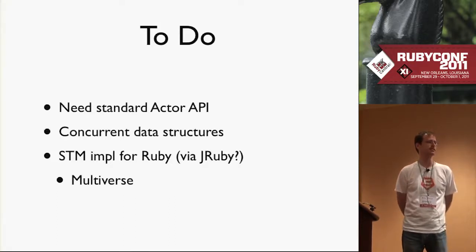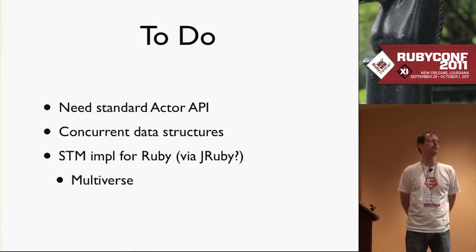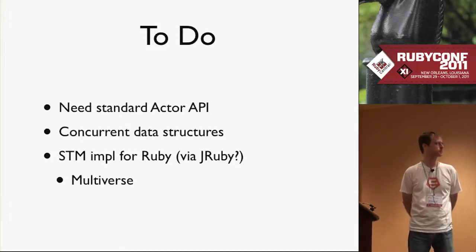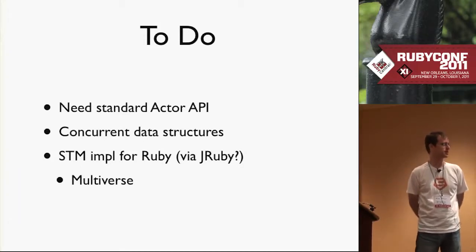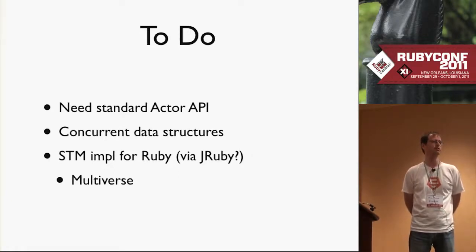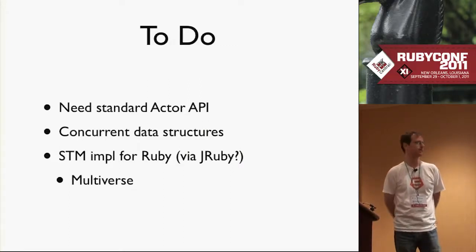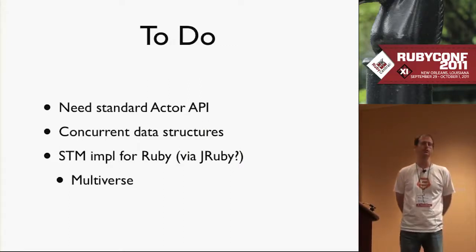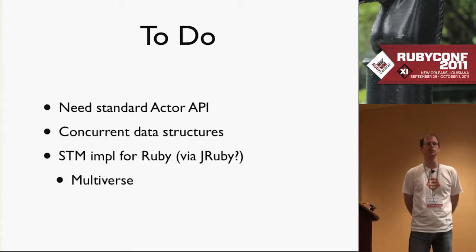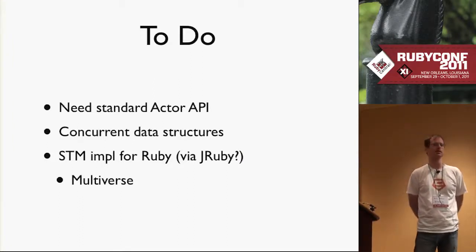I'd love to see concurrent data structures. I'd love to see someone port those Java structures to Ruby. I'd love to see a software transactional memory implementation for Ruby. Java, again, has several STM implementations. Like I said, I just heard about Clojure yesterday. There's another one called Multiverse. These are Java APIs just waiting for somebody who wants to build a new cool gem to wrap the Java API with a Ruby API.